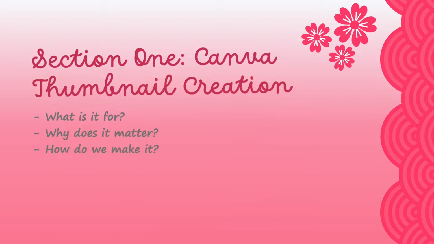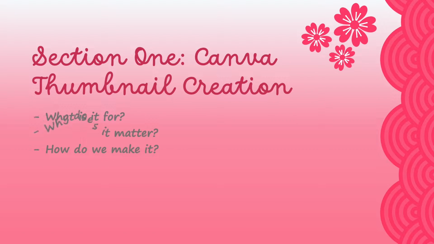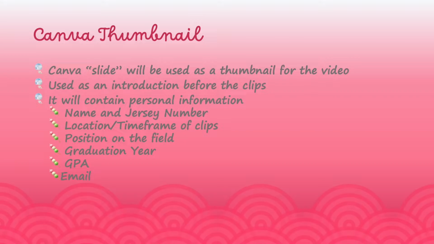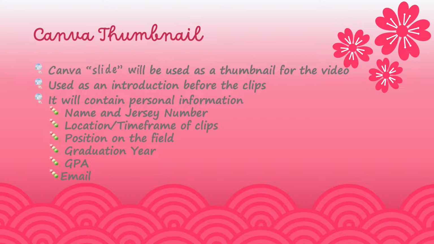The first section will be on making a thumbnail for your video. This step is important mostly just because it has useful information for the audience of your video on it. We'll be creating this slide in Canva. It's going to be used as a short introduction before your highlights as well as the thumbnail of your video. This slide will also contain personal information that may be useful to the audience of your videos.